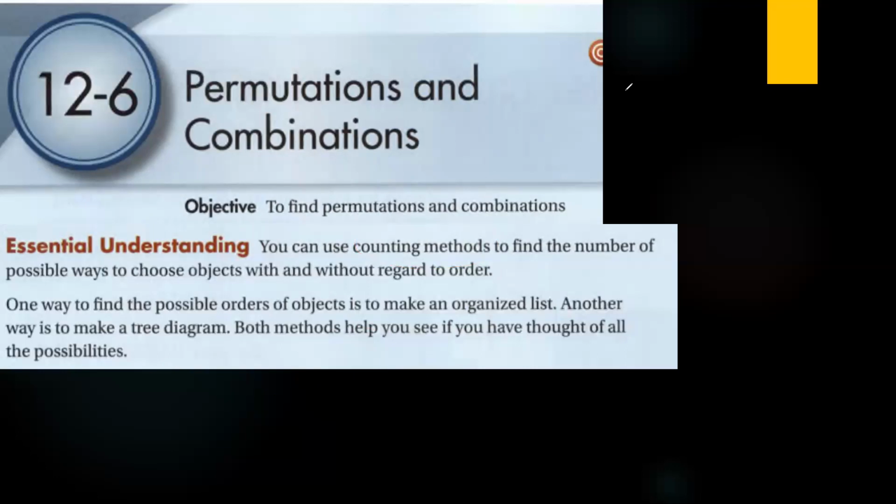What's the meaning of counting methods? You have to find the number of possible ways to choose objects, with order or without order. So a permutation is the number of ways to choose something with order. And a combination is the number of ways to choose something without order.